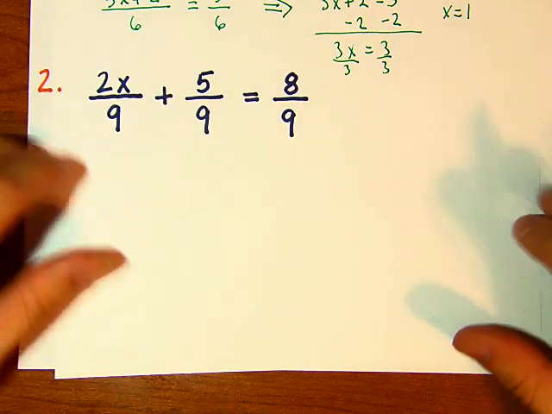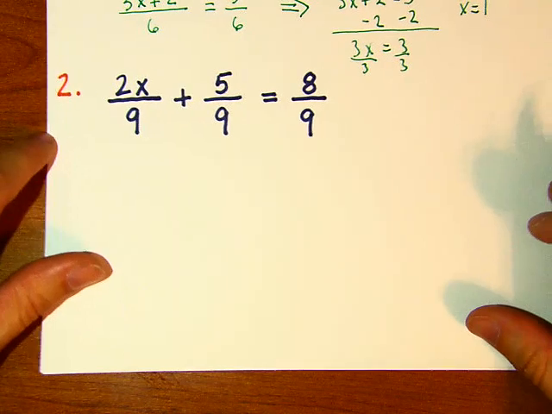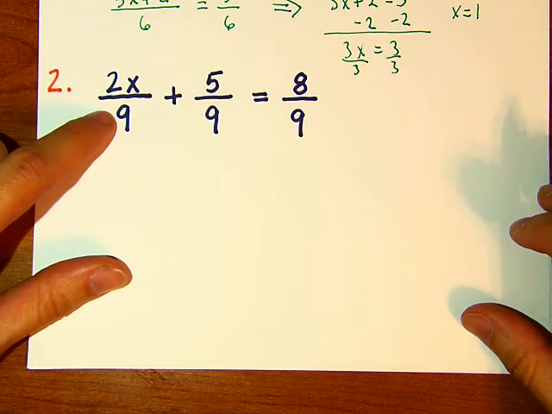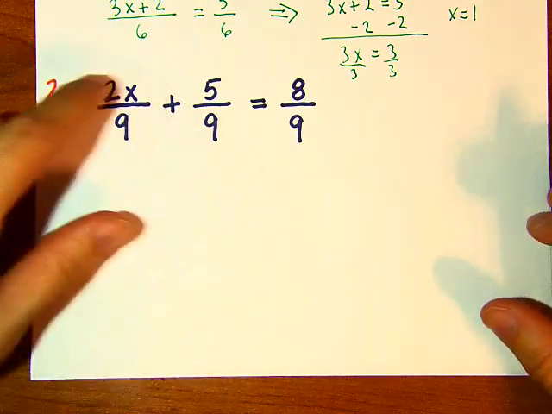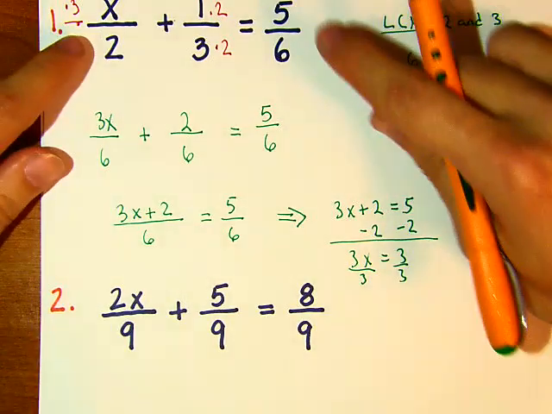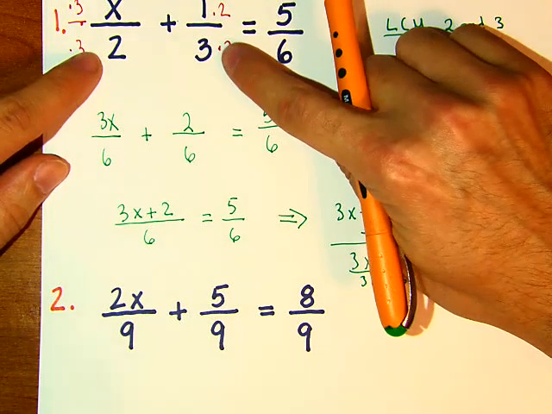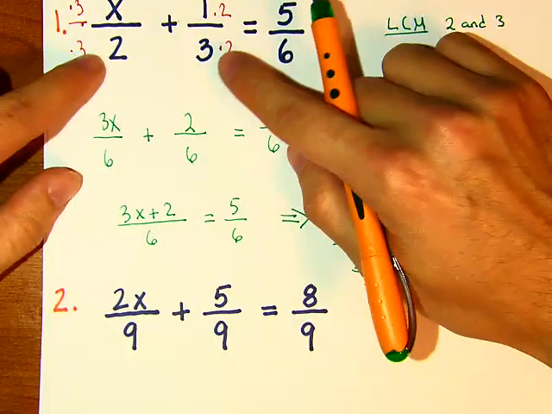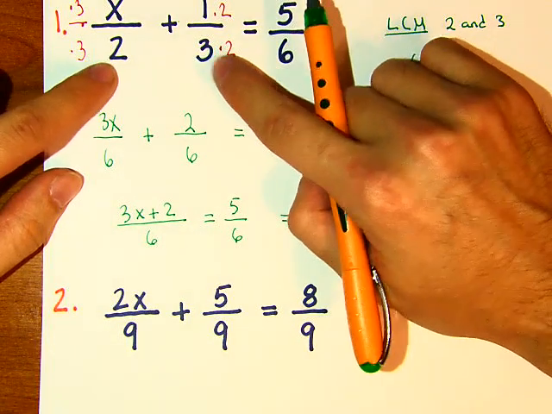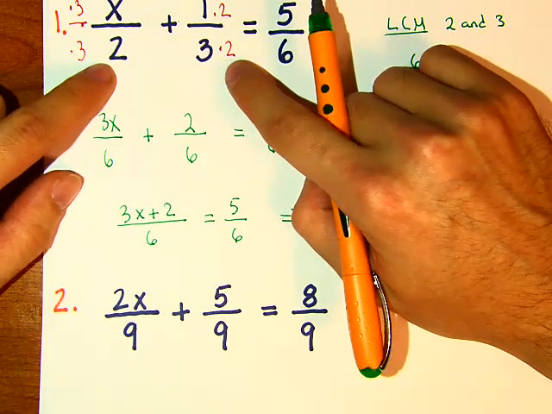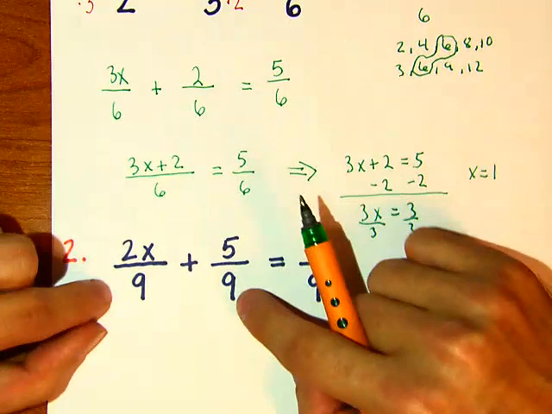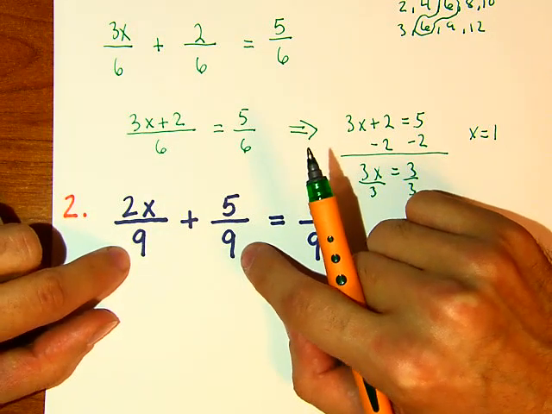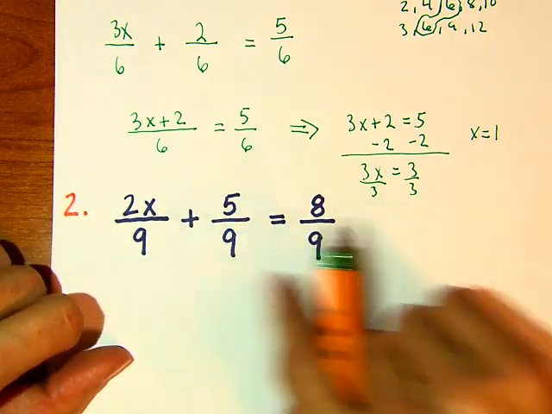Now let's look at this one. Here, for this question, you have 2x over 9 plus 5 over 9 is equal to 8 over 9. Now, what is different from this problem to this problem? Here, the denominators are different. So what did we have to do? We had to kind of change and manipulate them around. We changed them to some 6. But here, life is very easy. You have the same denominator in all 3 places.